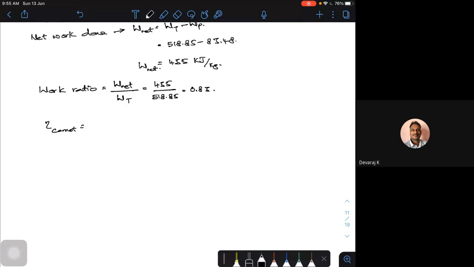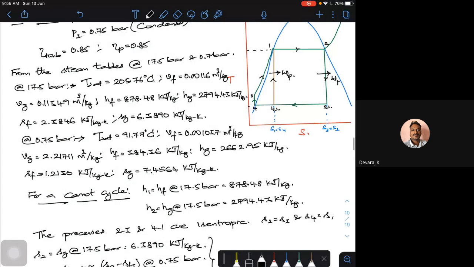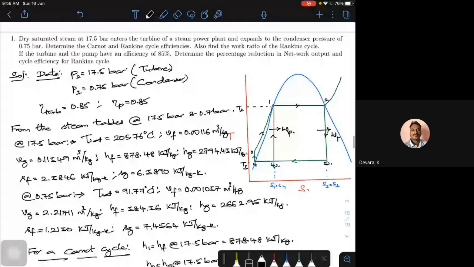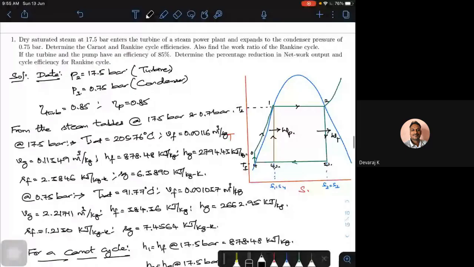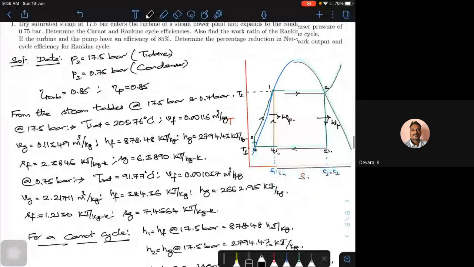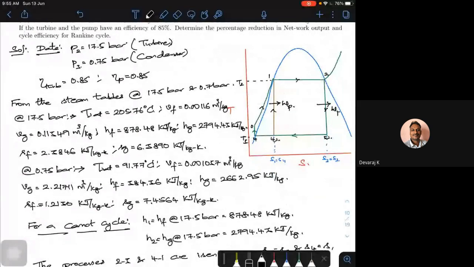Then what is my Carnot efficiency? So Carnot efficiency is equal to 1 minus T3 by T2. If I take this as T3 and this as the high temperature T2 or T1, what is my temperature T3? Have they given these temperatures? T3 is the temperature at the highest possible temperature, that is the saturation temperature.